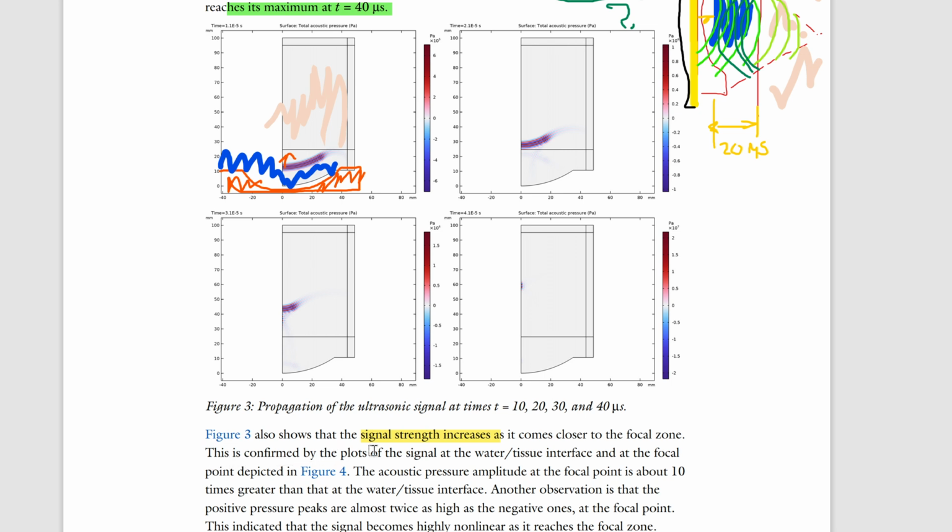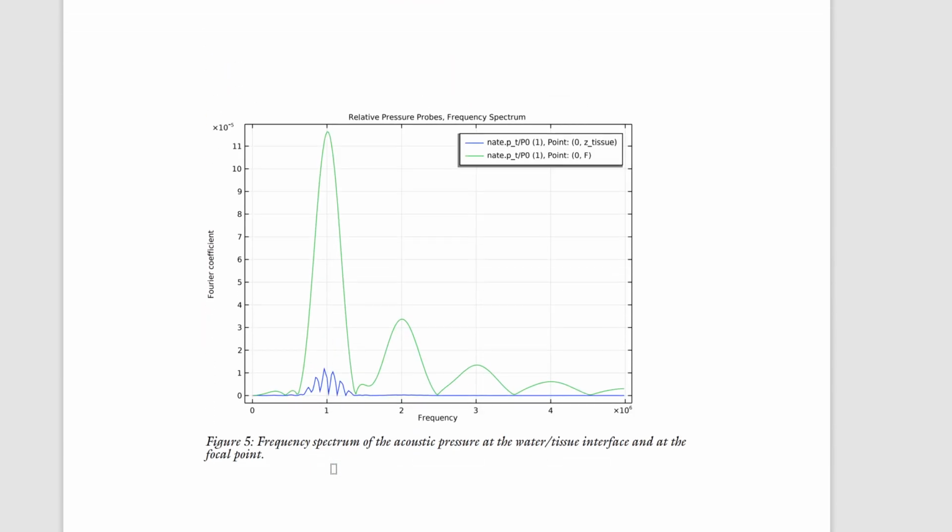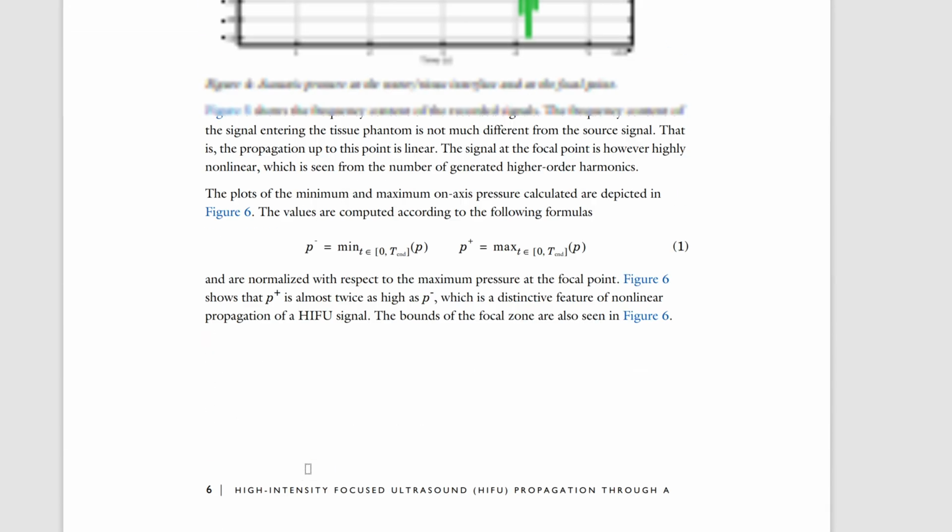Oh, in figure 4. By the plot of the signal at the water tissue interface and at the focal point depicted in figure 4. Okay. So we got ahead of ourselves. Let's take a sneak peek. Let's find these figures. Figure 5. Here we go.